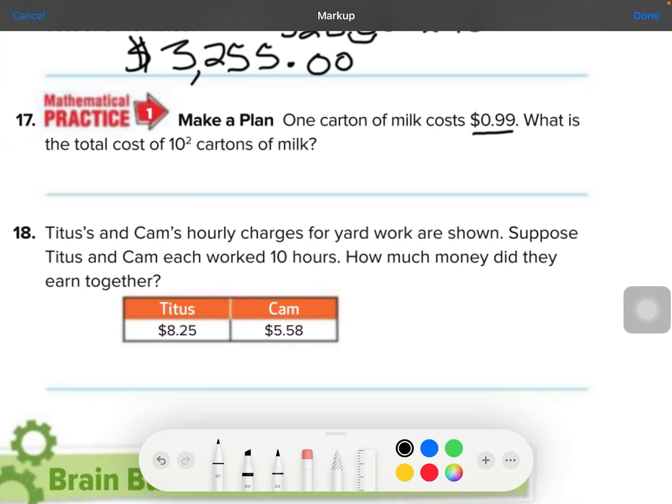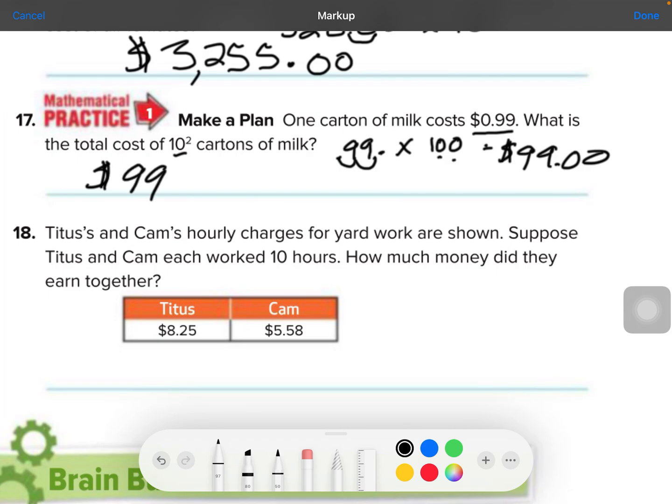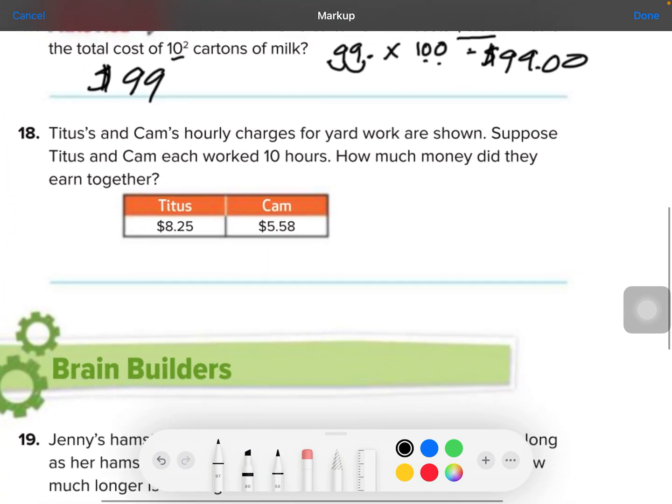Number 17. 1 carton of milk costs 99 cents. What is the total cost of 10 to the second power cartons of milk? So we have 99 cents is the price of the carton of milk times 10 to the second, which means 10 times 10 or 100. So there's 2 placeholders. So that's going to go over 2 times. So then our finished cost is going to be $99. Or you could just write it like this, and it would still be correct.